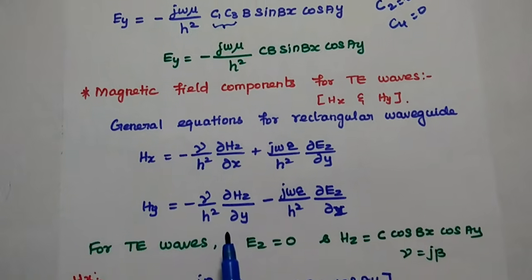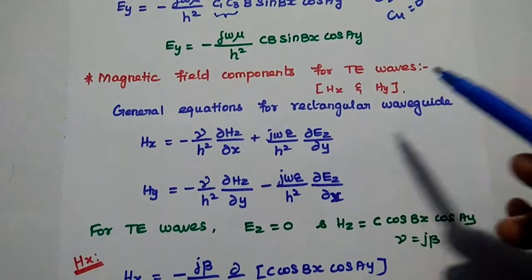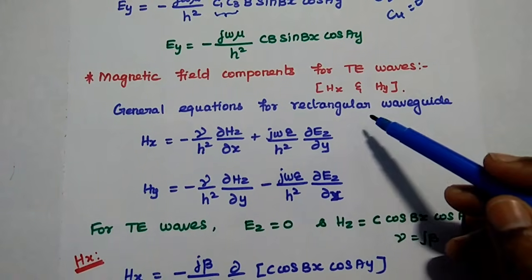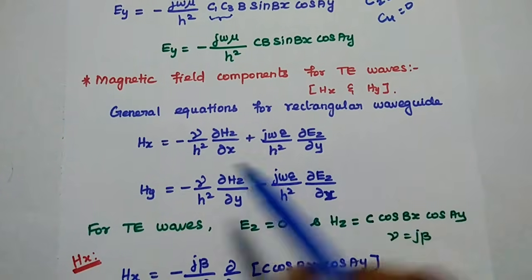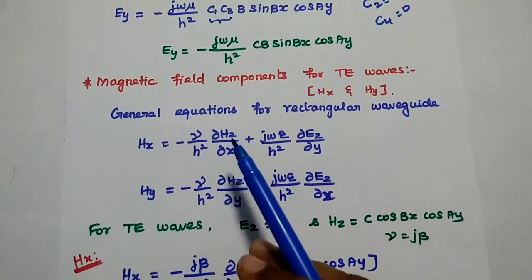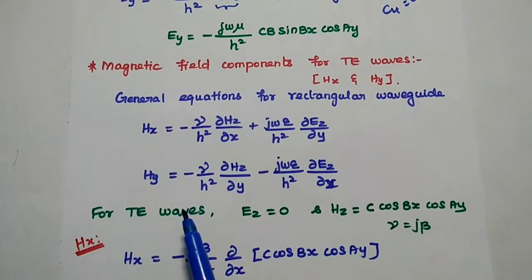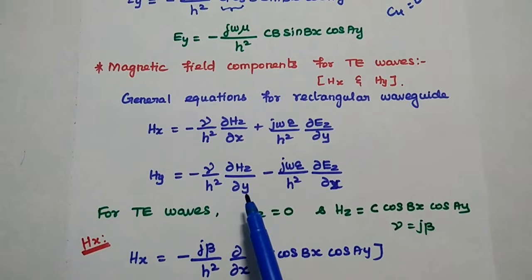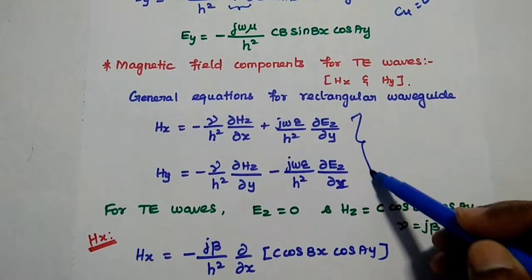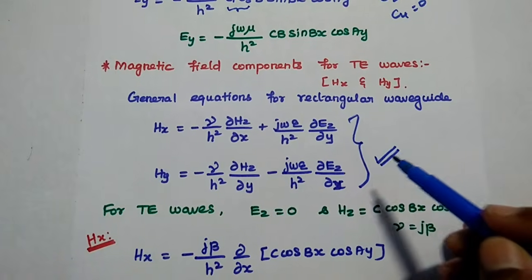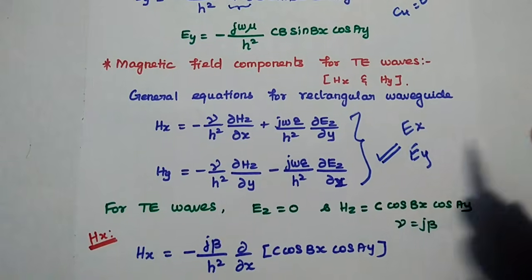Next we are going to find out the magnetic field components for TE waves. So now we are going to find out Hx and Hy. For that we can consider the general equations for the rectangular waveguide in terms of Hx and Hy. So here Hx is equal to minus gamma by h square dou Hz by dou x plus j omega epsilon by h square dou Ez by dou y. Here Hy is equal to minus gamma by h square dou Hz by dou y minus j omega epsilon by h square dou Ez by dou x. So these two values we have already derived, right? So you have to remember this Ex, Ey, Hx, Hy for the general rectangular waveguide solution.